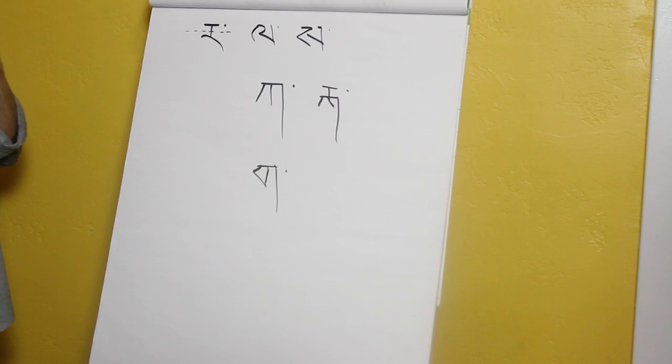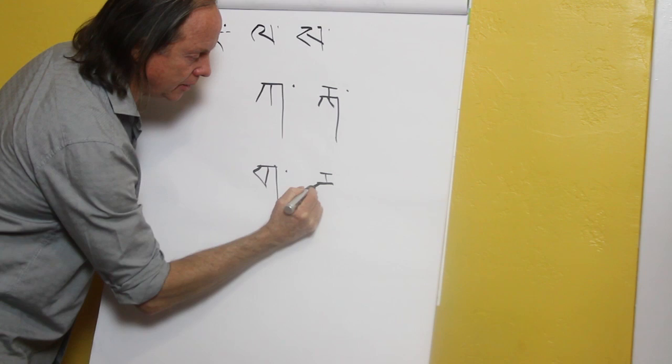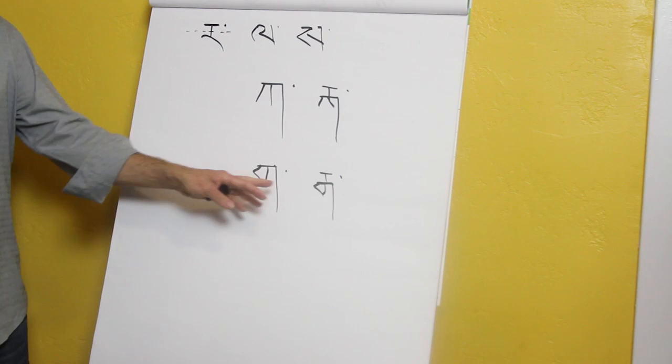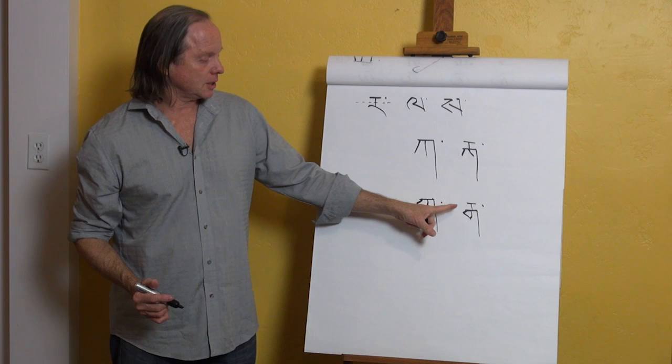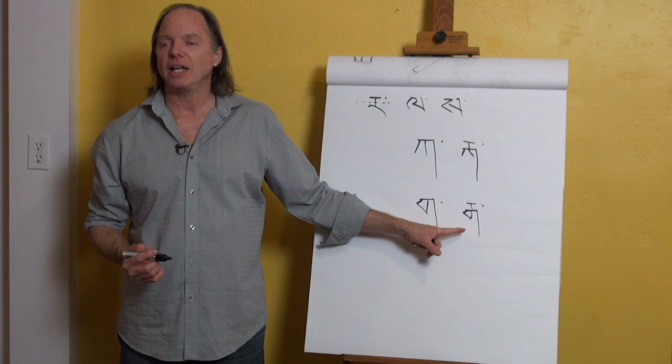Add a ratak to it, and you come out with this. Again, you have to shrink the ka vertically, so it doesn't take more vertical space. Otherwise, you'd have a problem. So this is ra, say ra. Ra. Ga. Ra. Tak. Ta. Ga. Okay, now, what's cool?